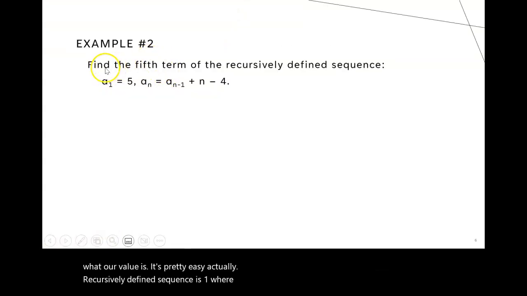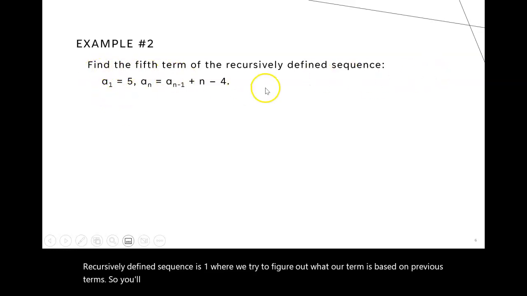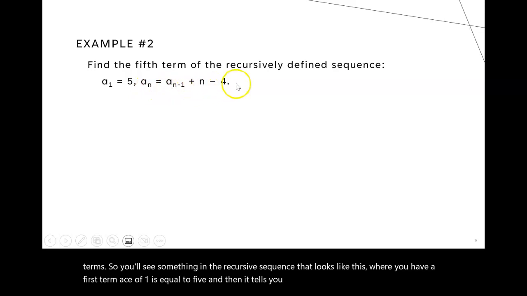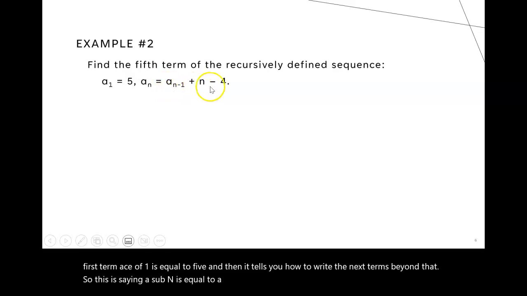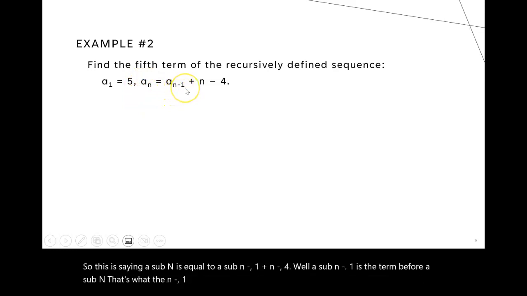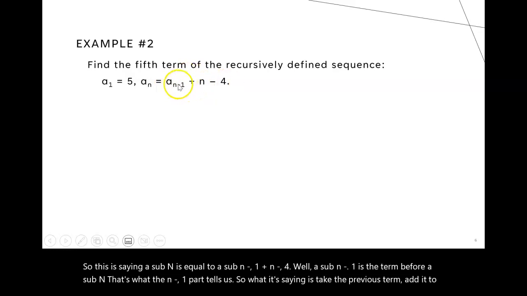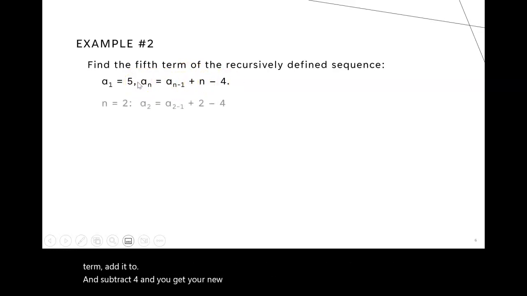A recursively defined sequence is one where we try to figure out what our term is based on previous terms. So you'll see something in a recursive sequence that looks like this, where you have a first term, a sub 1 is equal to 5, and then it tells you how to write the next terms beyond that. So this is saying a sub n is equal to a sub n minus 1 plus n minus 4. Well, a sub n minus 1 is the term before a sub n. That's what the n minus 1 part tells us. So what it's saying is take the previous term, add it to n, and subtract 4, and you get your new term. Let's see an example.